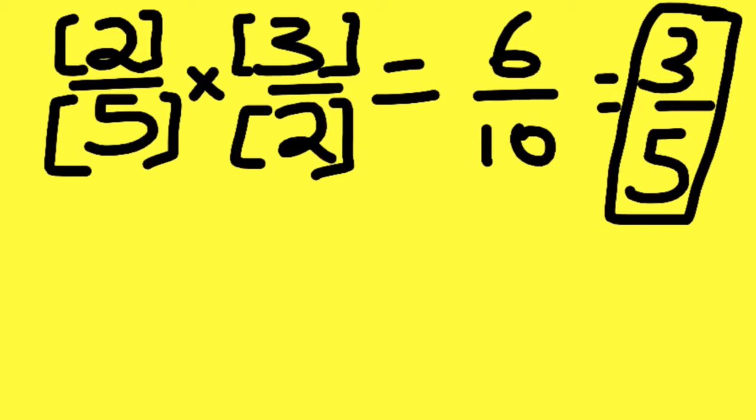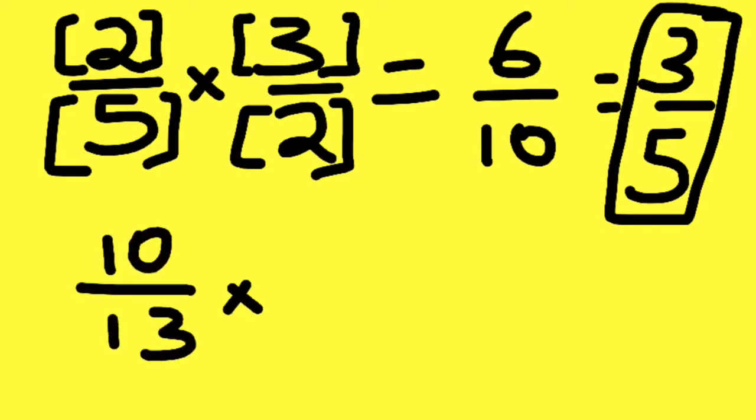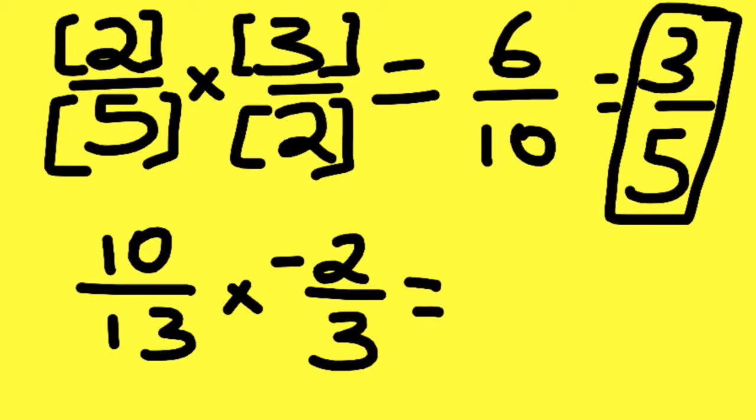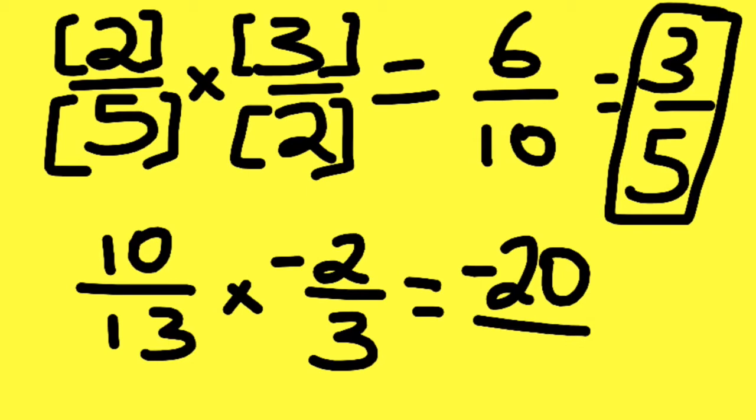So let's say we have 10 over 13 times negative 2 over 3. So we do the same thing we did in the last example, except a positive times a negative equals a negative. So always remember to put the negative sign. So you get negative 20, and then what's 13 times 3? 13 times 3 is 39. So you get negative 20 over 39.